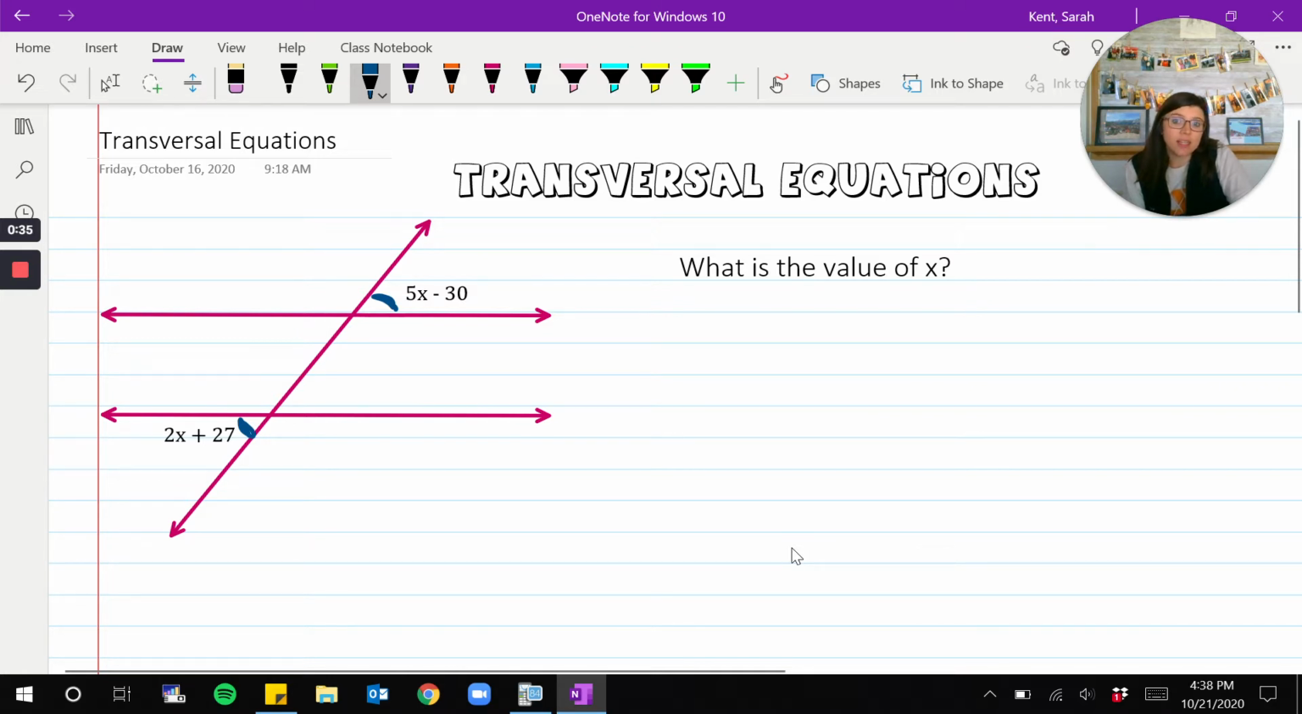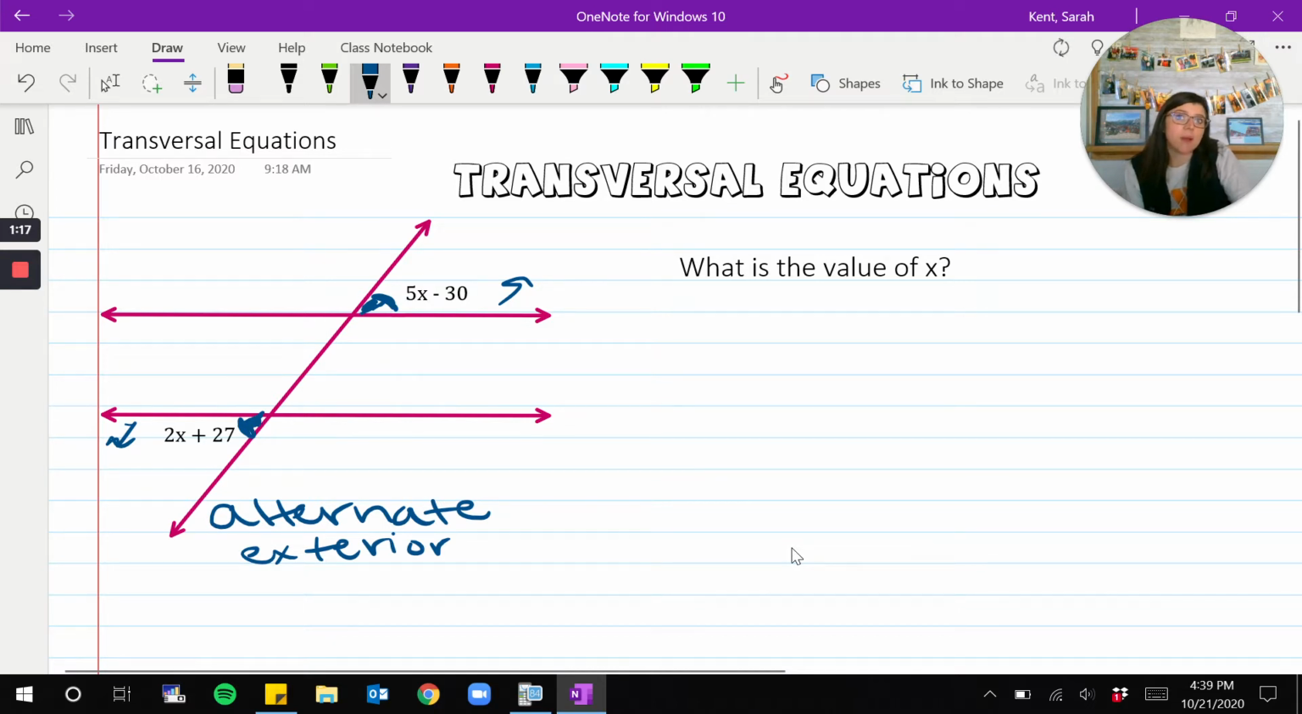So first we need to figure out if these two angles are equal or if they add to 180. These angles that we're looking at are on opposite sides of the parallel, so that means that they are alternate. And then this one is outside of the parallel lines, so that means they are exterior. So here we have a pair of alternate exterior angles.